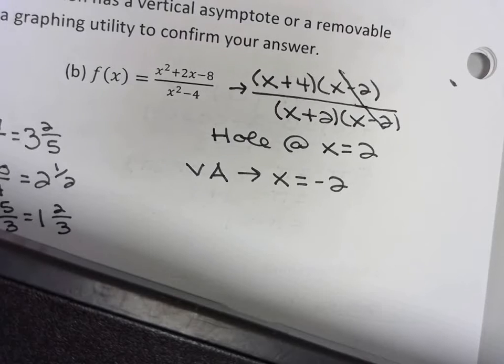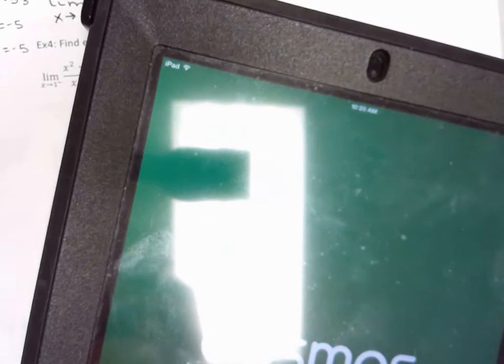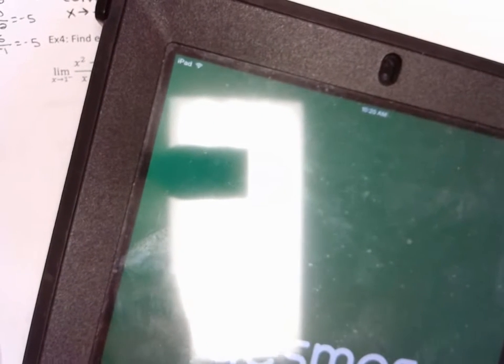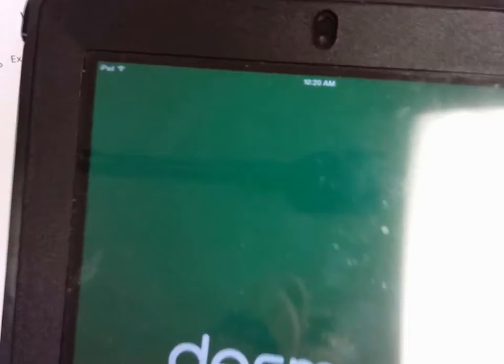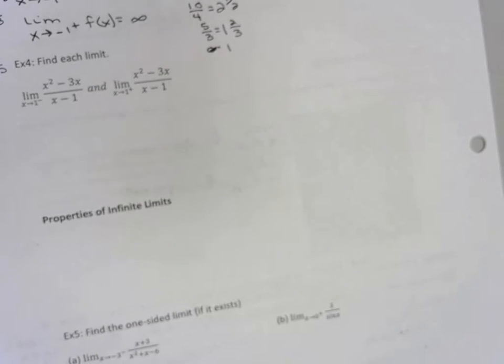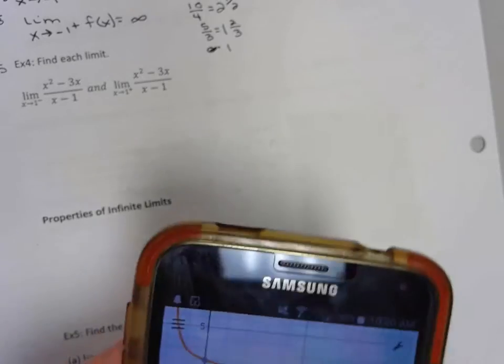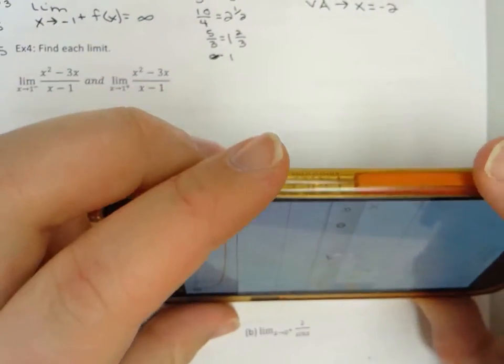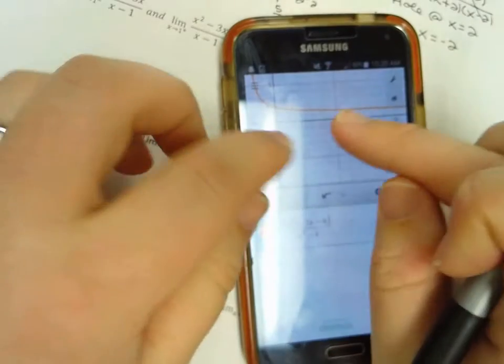If you don't have the app, I would download it because it will save you a lot of time. Do you have it pulled up? Yeah. Okay. Yeah, if you look at this, this is what the graph looks like.